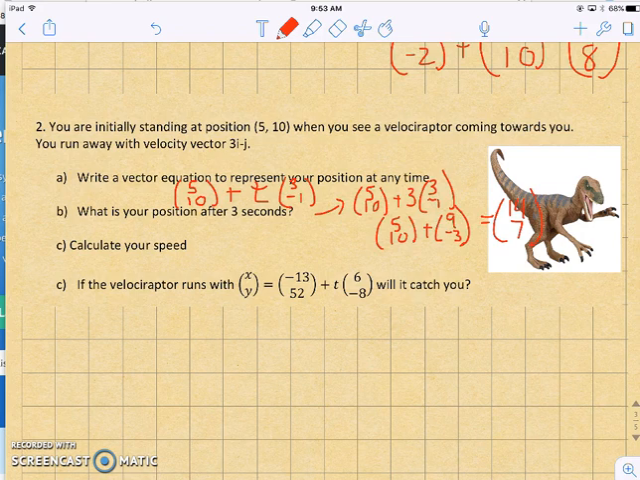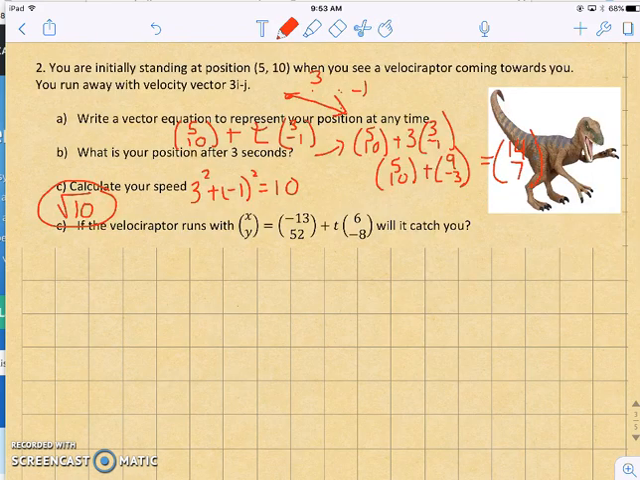Calculate our speed. Well, from this vector here, we know we're going over 3 and down 1. But our speed is actually that magnitude, because we're not going over and down. We're going to go that direct route. So our speed, 3 squared plus -1 squared, well, that's 10. So it would be the square root of 10.